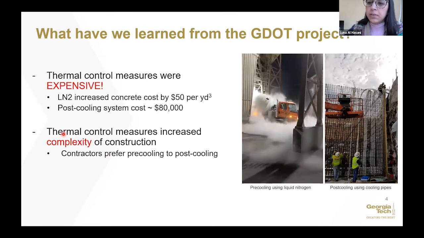Now, despite the success in controlling the temperature rise, the thermal control measures that were adopted in the structure were expensive. Pre-cooling using liquid nitrogen, for example, increased the cost by around $50 per cubic yard, and the post-cooling system increased the cost by around $80,000 per abutment wall, and they had several abutment walls on this project. Moreover, after sitting down and talking with the contractors, they told us that they prefer pre-cooling to post-cooling any day, since post-cooling adds some sort of complexity to the construction process, which they would prefer not to go through.